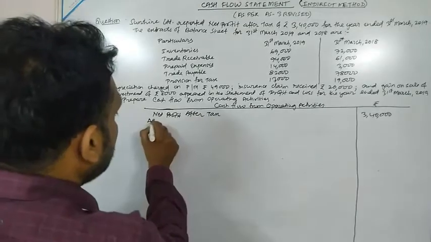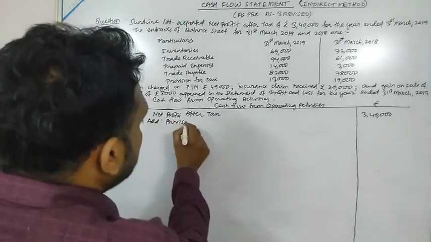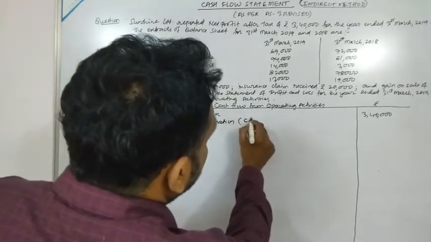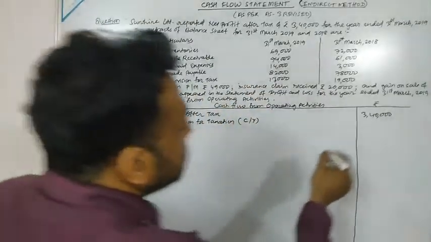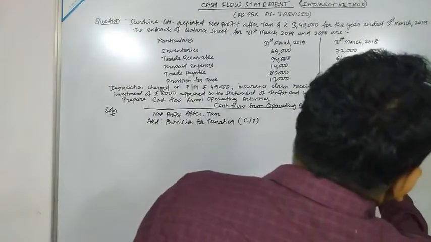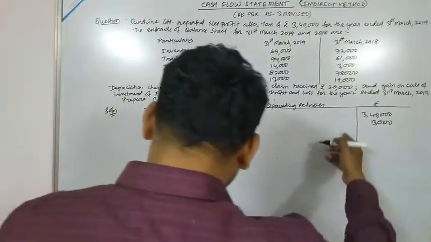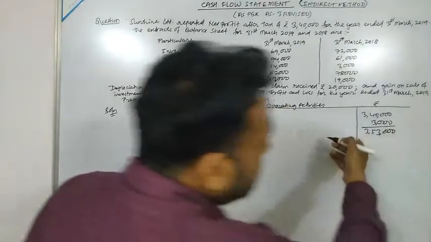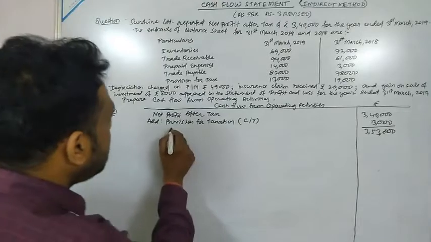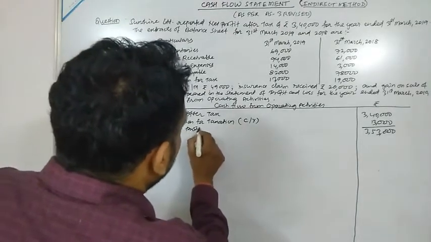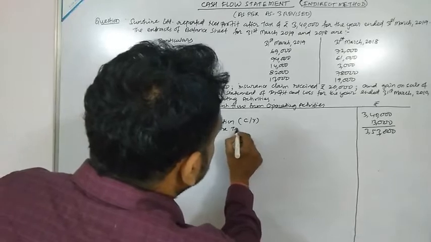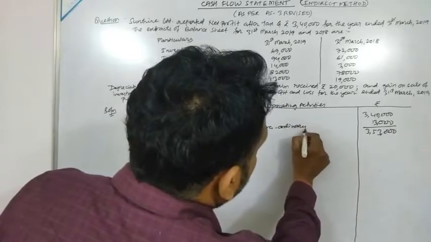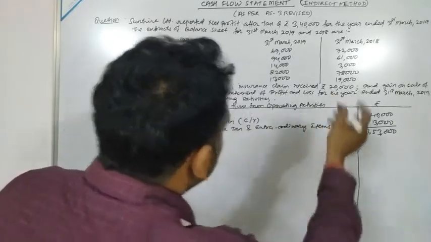So add provision for taxation, and this would be added for the current year. How much is the provision for taxation? It is 13,000. So the total would be 3,53,000, and this will be known as net profit before tax and extraordinary items.